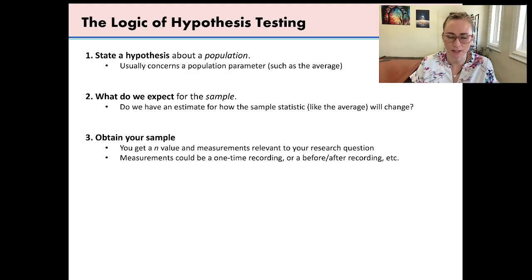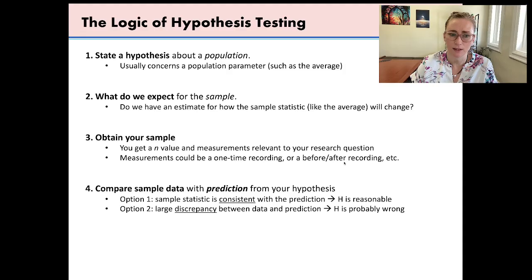Then you actually have to do data collection. You have to collect your sample. You get a certain amount of people, right? For you guys, you're going to be collecting 4 individuals. So your N is going to be 4 here. And you're going to take measurements related to your research question. And these could be one-time recordings. It can be before or after the recording. It can be questionnaire data. It can be heart rate data. It can be anything.